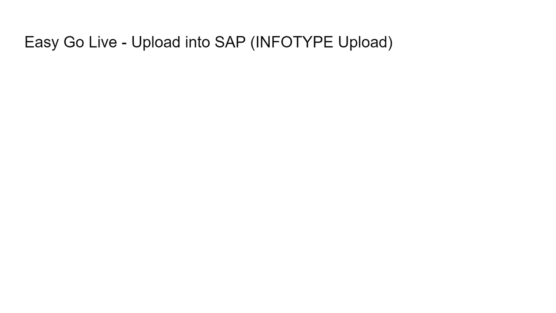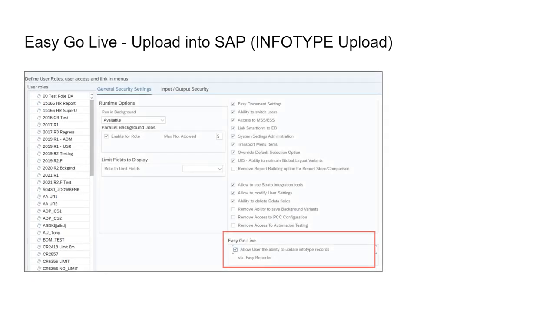Most implementations, especially new implementations, will need to update and create info types from data from the legacy file. So that's been made possible through Easy Reporter in Easy Go Live. For those customers that have Easy Go Live, there will be a new flag that you can turn on at a user level, which gives you the ability to update info type records. It uses Easy Reporter as the back end to do this, but this functionality is only available for customers with Easy Go Live.